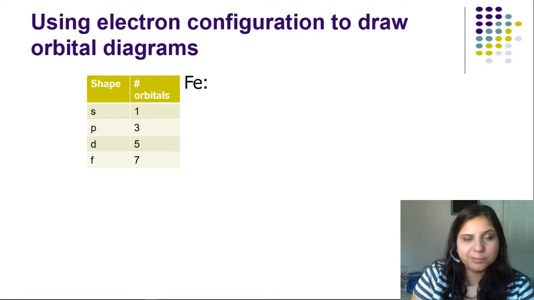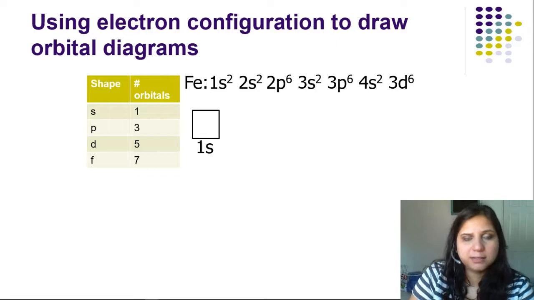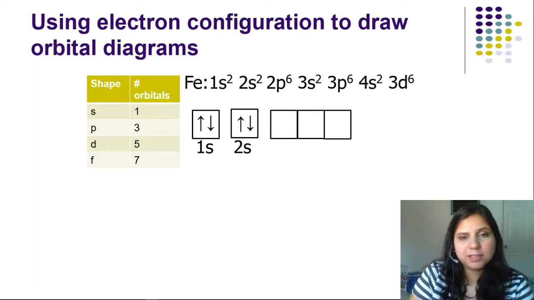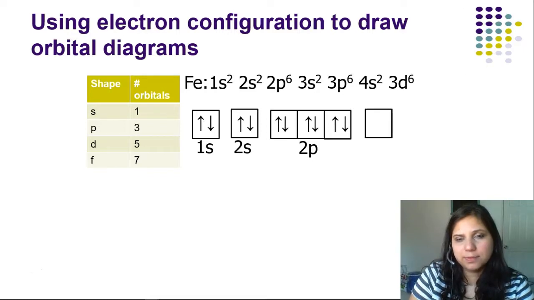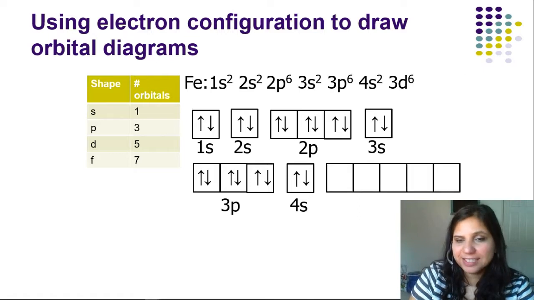All right, we're going to do this one more time with iron. Here's the electron configuration for iron. 1s gets a box, 2 electrons. 2s gets 1 box, 2 electrons. 2p gets 3 boxes because it's a p, 6 electrons. There you've got the 3s, 2 electrons, 3p, 6 electrons, 4s, 2 electrons, and finally d orbitals, 6 electrons.